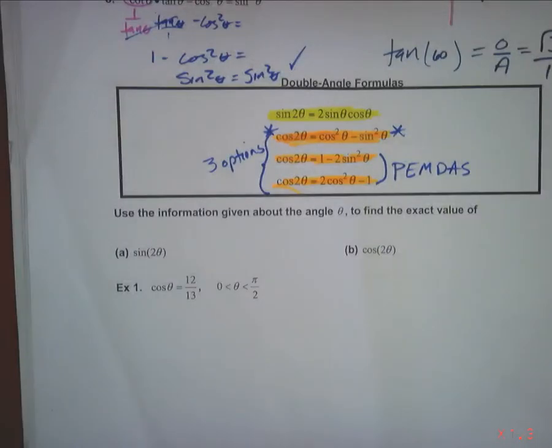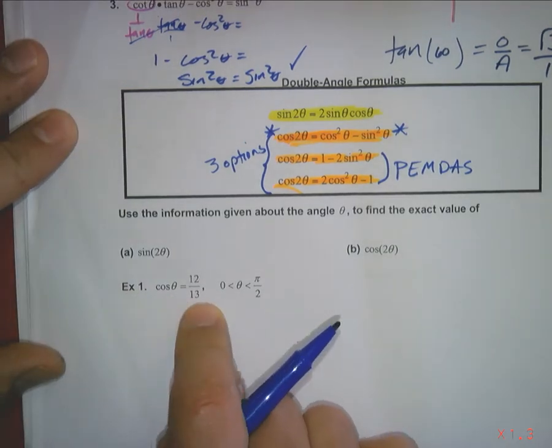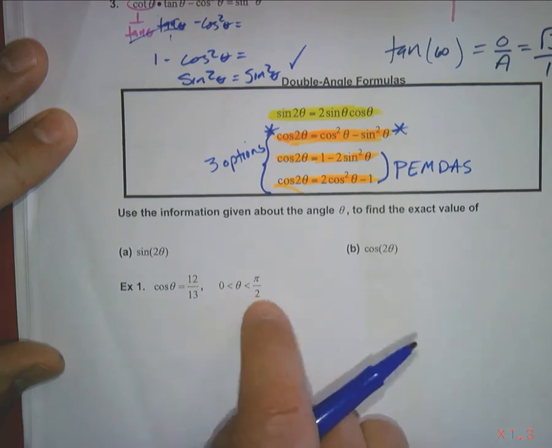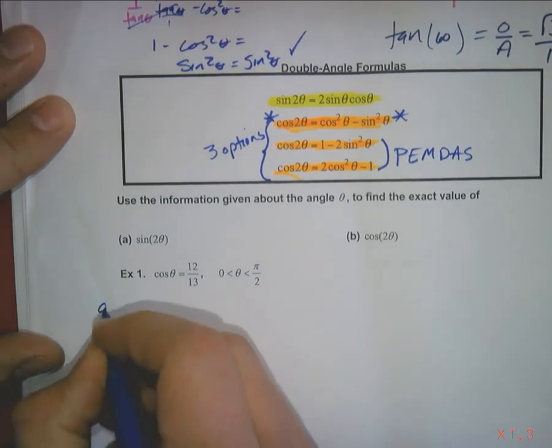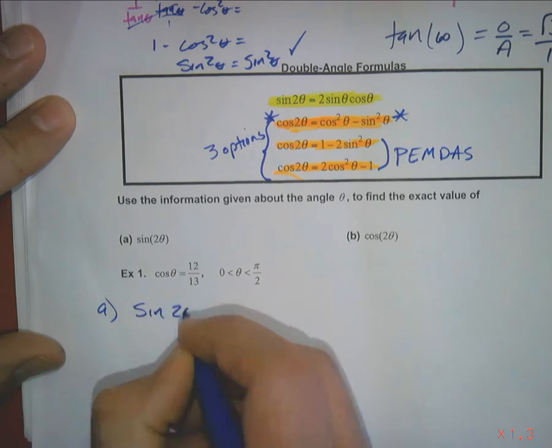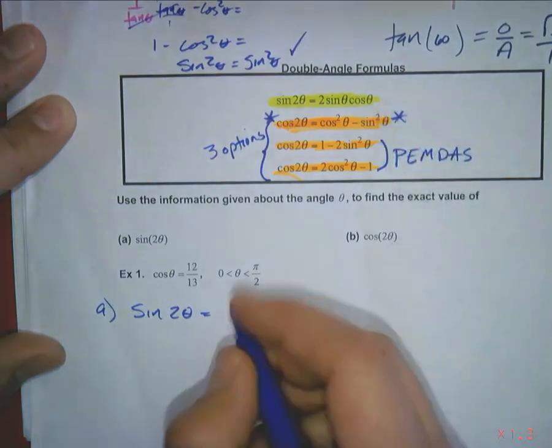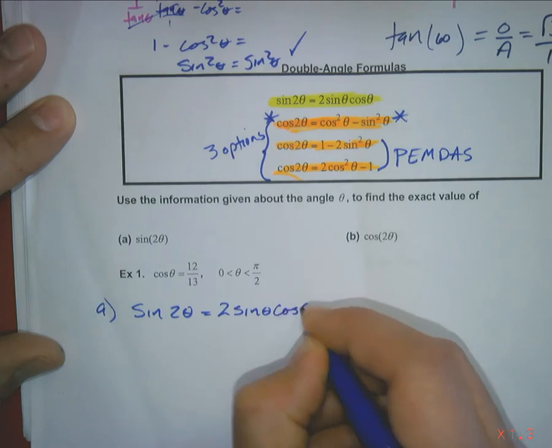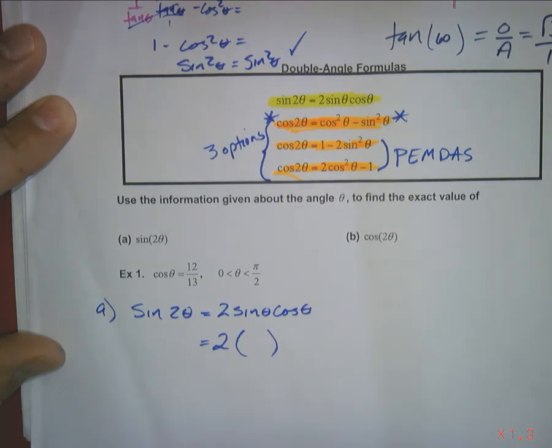So here we go. I've got sine of double theta, and they give me cosine of theta is 12/13. And theta, the way I read this, is between 0 and pi over 2. Okay, so I'm going to do part A. I've got the sine of 2 theta. As I look up here in my highlighted yellow one, that's 2 sine of theta and then cosine of theta. Right? So I'm going to get the sine of theta here and then cosine of theta there.